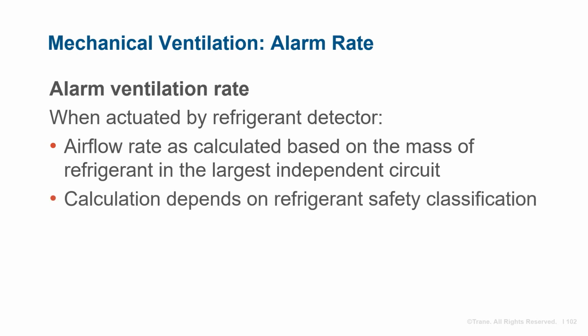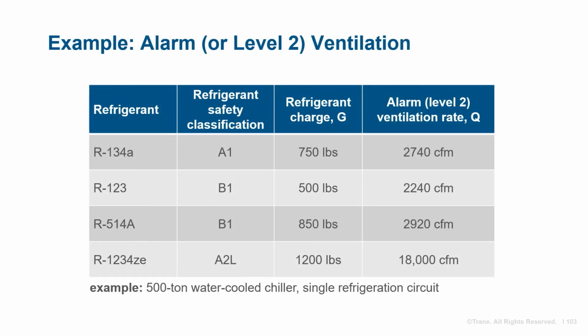Now note that the equation for calculating this ventilation rate differs based on the refrigerant safety classification. To demonstrate, we looked at a 500-ton water-cooled chiller with a single refrigeration circuit. Using typical charges for the different refrigerants, you can see how the required ventilation rate varies. Fairly similar for the A1 or B1 refrigerants, but quite a bit higher for the A2L.